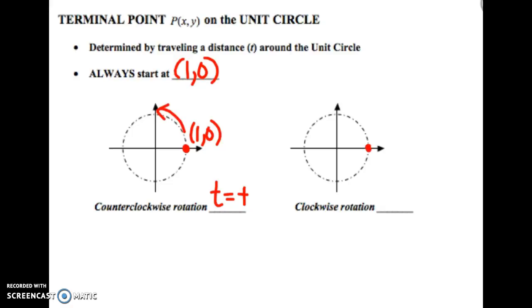If t is negative, we still start at the point (1, 0), but then we're going to move clockwise around the circle for negative t values, which is a little bit counterintuitive, but when we talk about the unit circle, we're always moving in a counterclockwise rotation for positive measures.